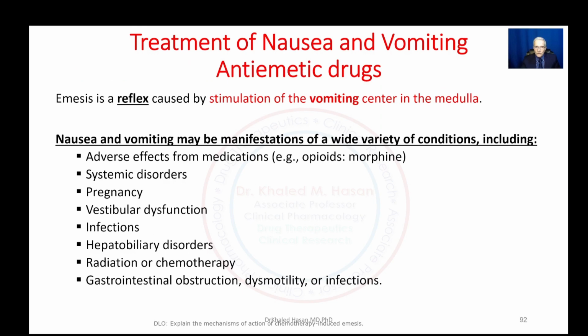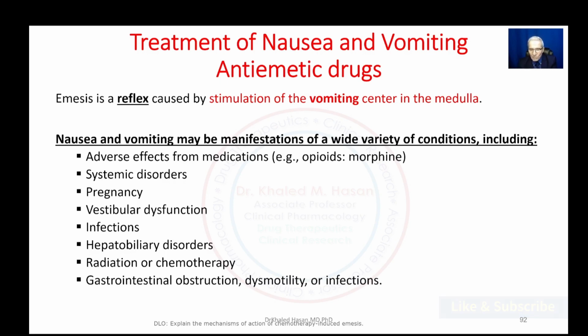As a definition for nausea and vomiting, we have another name for vomiting called emesis. So vomiting or emesis is caused by a reflex due to the stimulation of the vomiting center in the medulla. So we have the vomiting center in the medulla, but several factors will affect this vomiting center. In this slide, you can see we have possible causes for nausea and vomiting.